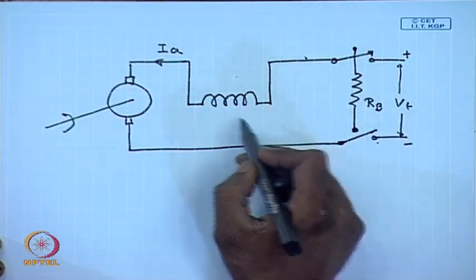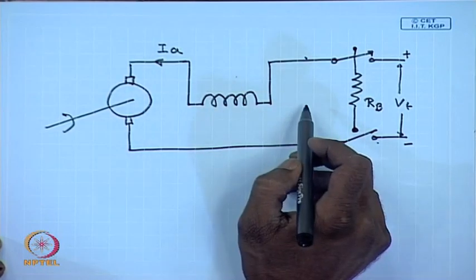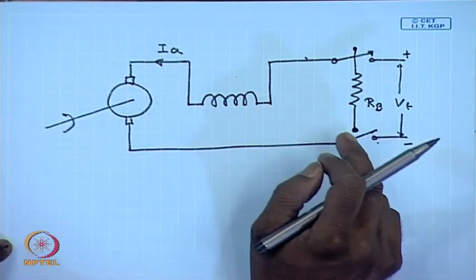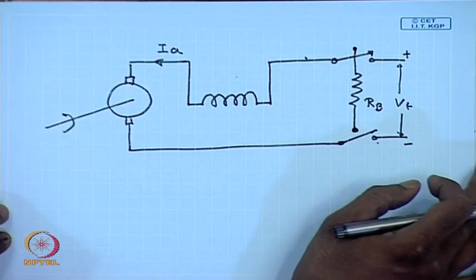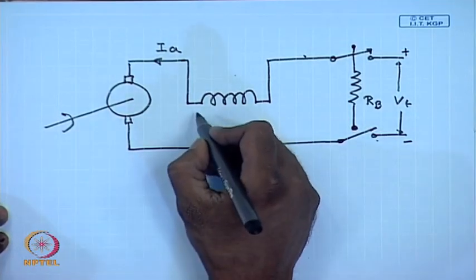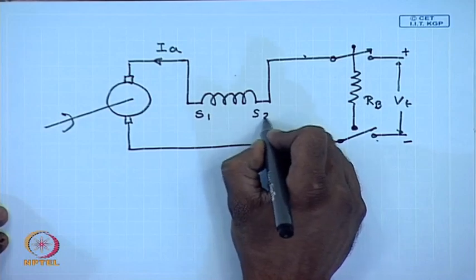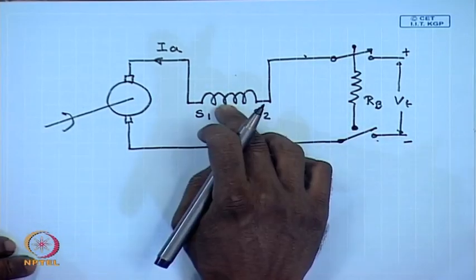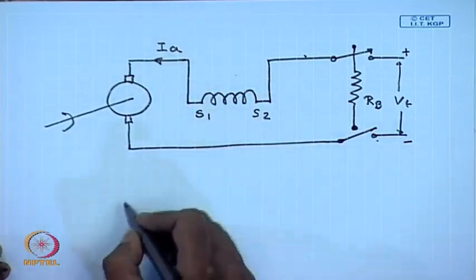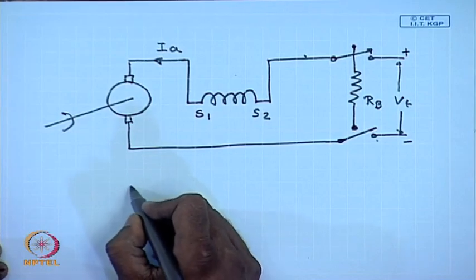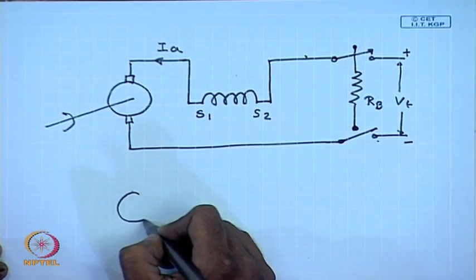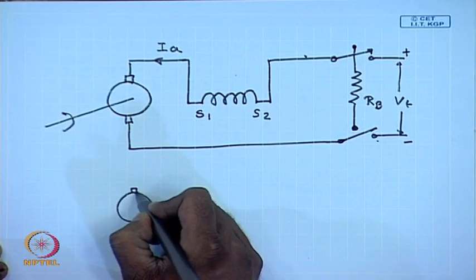But in a series motor, the problem is if the armature current reverses, then the field flux also reverses. So, the braking will not take place if we simply change over. It is also necessary therefore, while braking, to also reverse the field winding. That is, during braking the connection has to change to the following.